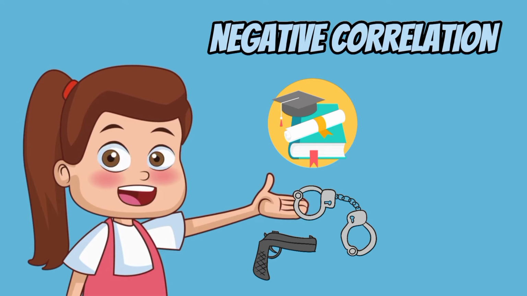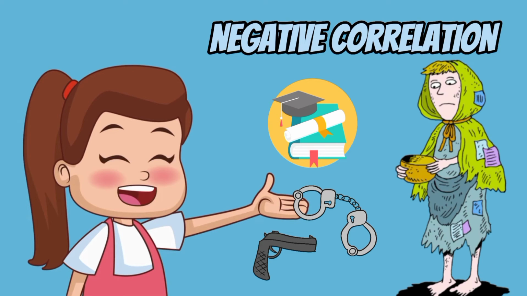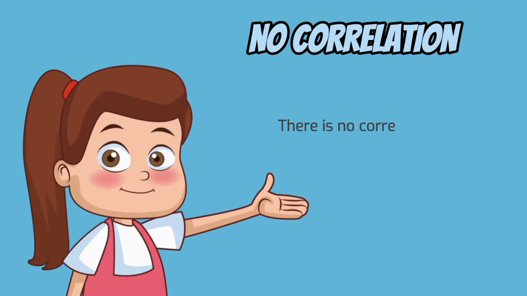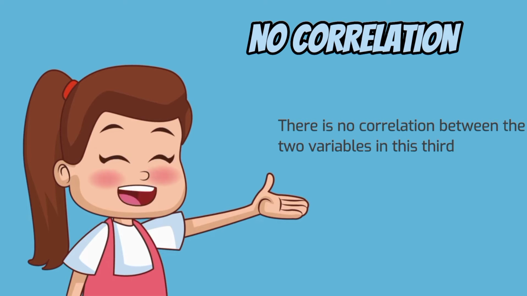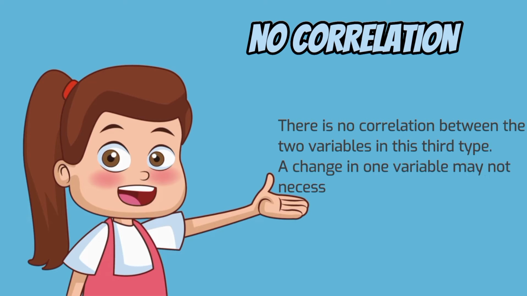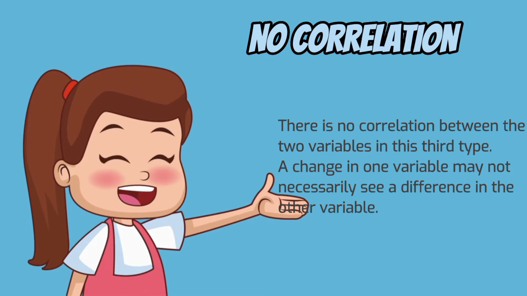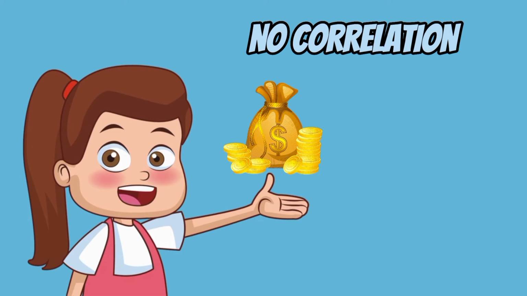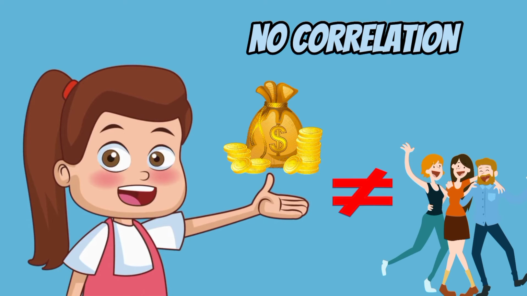Please note that this doesn't mean that lack of education leads to crimes. It only means that a lack of education and crime are believed to have a common reason, which is poverty. Lastly, no correlation. There is no correlation between the two variables in this third type. A change in one variable may not necessarily see a difference in the other variable. For example, being a millionaire and happiness are not correlated. An increase in money doesn't lead to happiness.